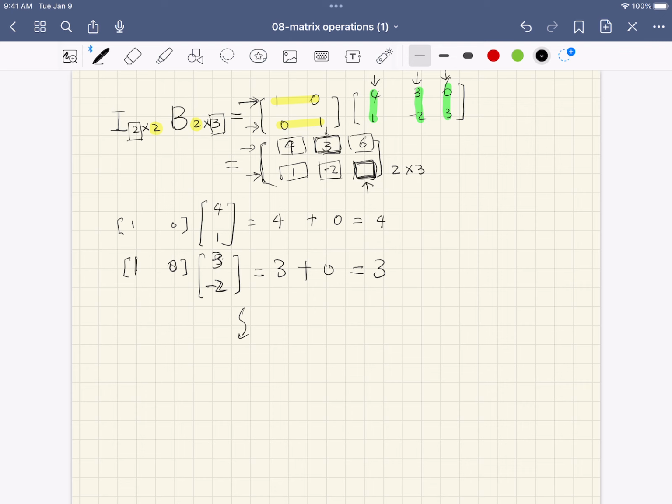So if you do that, second row and third column, 6, 3, we get 0 times 6, 0 times 6 is 6. 1 times 3 will be 3. So it's 9. Oh, 0 times 6 is 0. I'm sorry. So at the end we get 3. This is 3.